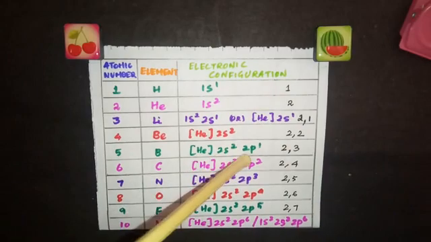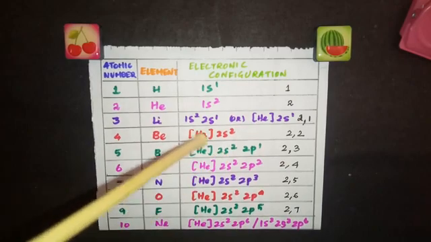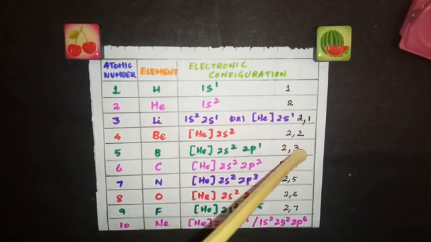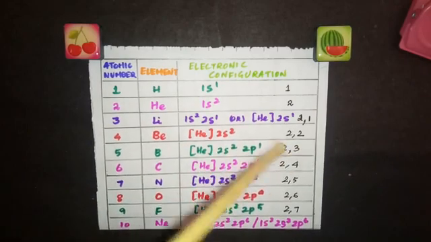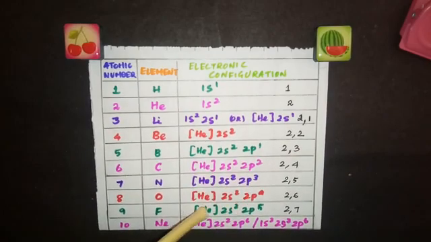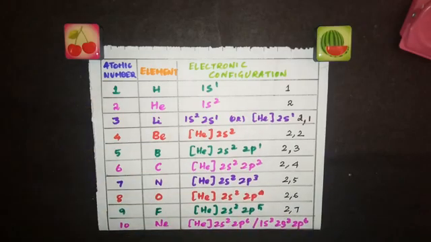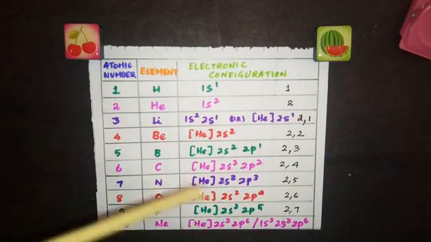Look at this number. This number represents the principal quantum number. So n equal to 2 represents the L shell. So 2s2, 2p3, 2p4, 2p5, 2p6: 2 plus 6 is 8. So for neon, we have 8 electrons in the outer shell, which is completely filled.